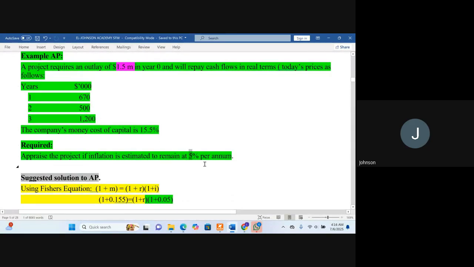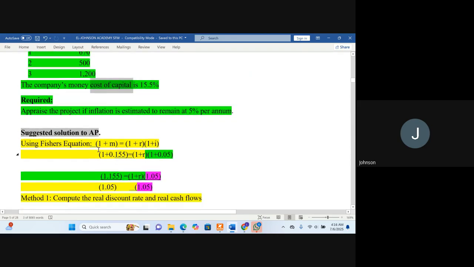Since it's only one inflation rate, I just say, since I have a cash flow that is not inflated, it means I need a cost of capital that is not inflated too. So check your question. Is your question giving you a cost of capital that is inflated? If yes, then simply take away the effect of the inflation from the cost of capital. And how do you do that? You can only do that using the Fisher's equation.